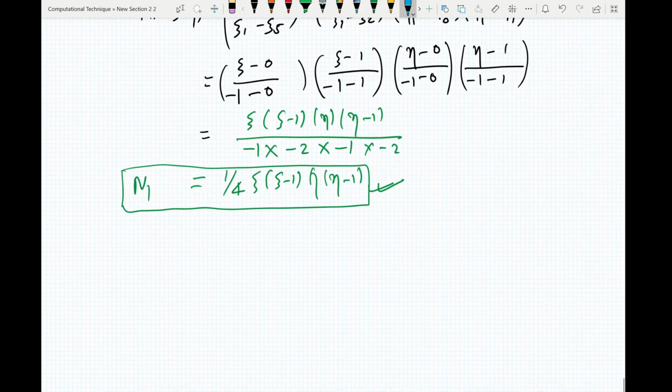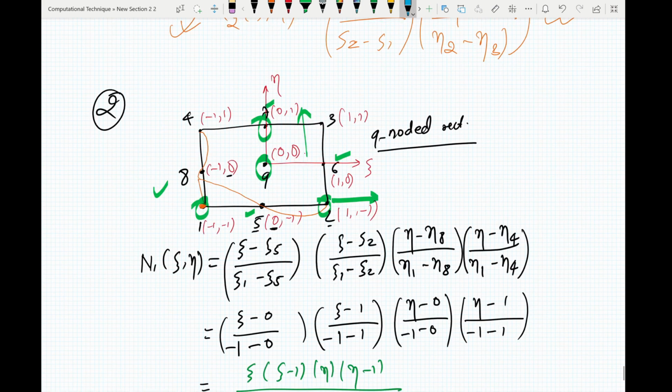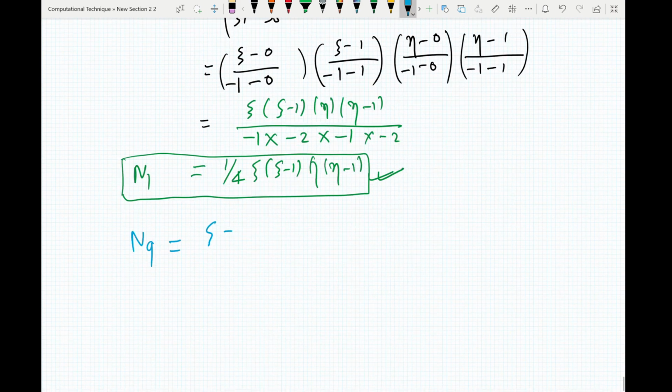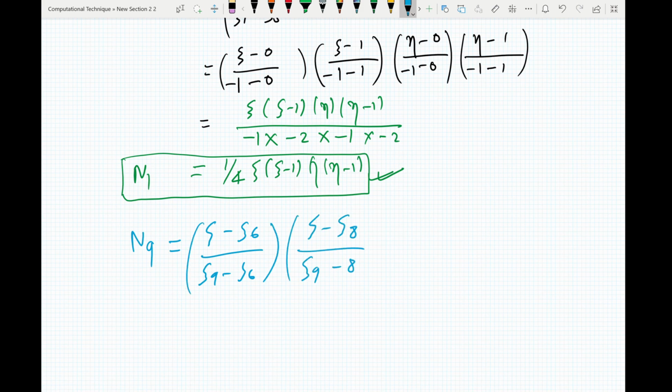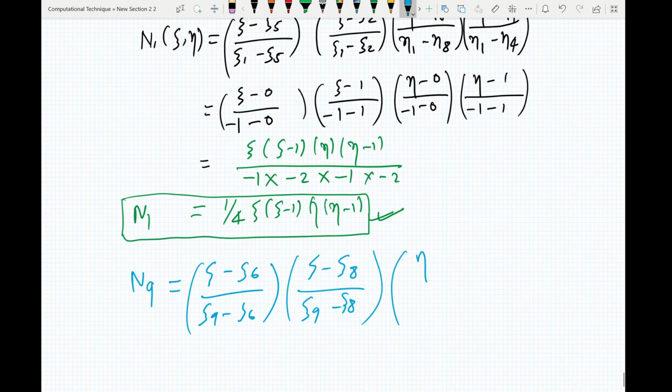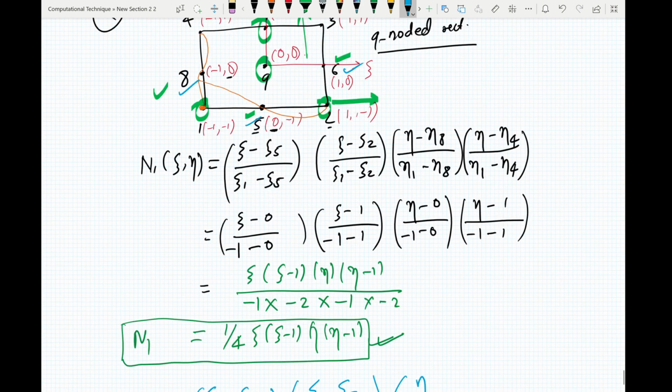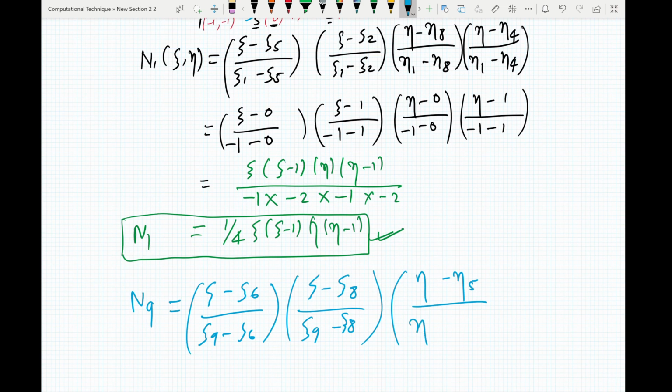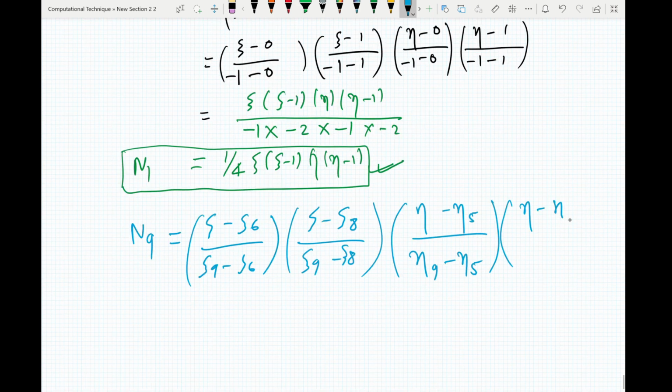Let's try N9. Here, 6 and 8 fall in xi, so I'll write xi minus xi6 divided by xi9 minus xi6, and then xi minus xi8 divided by xi9 minus xi8. Then in eta, I'll have nodes 7 and 5, so eta minus eta5 divided by eta9 minus eta5, and then eta minus eta7 divided by eta9 minus eta7.